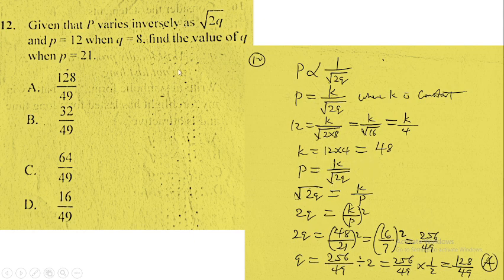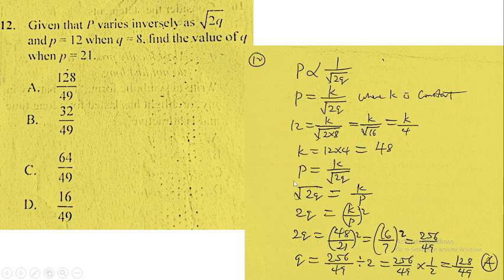Then the question now says that we should find the value of q when p is equal to 21. So from this equation we get here, you can make q the subject of the formula before we now substitute the value given to us here. And if you do that, you can cross multiply from there. In cross multiplying, you'll be having p times the square root of 2q equals k, then divide both sides by p.